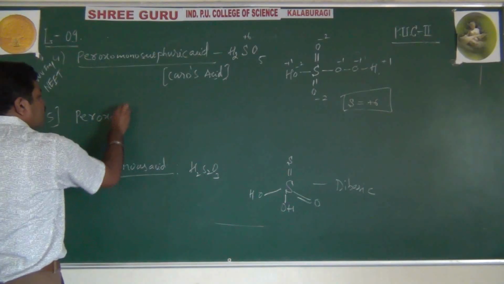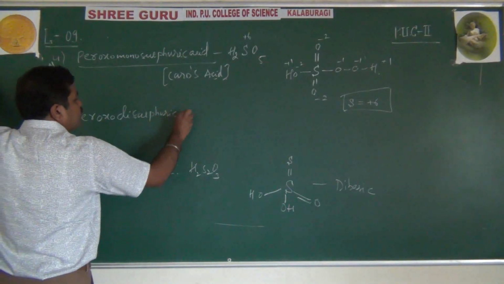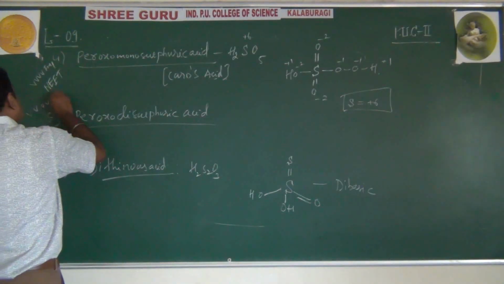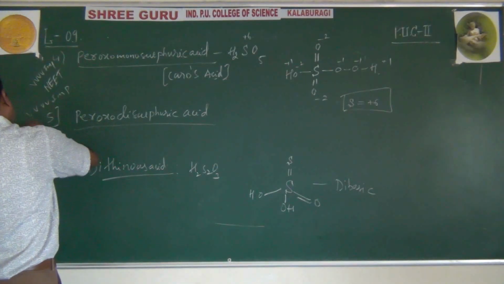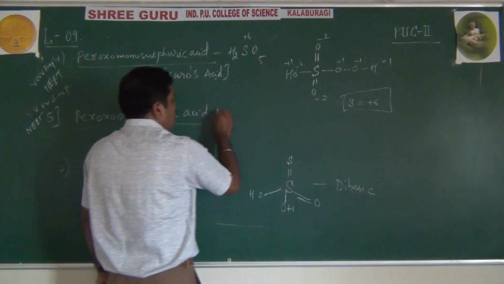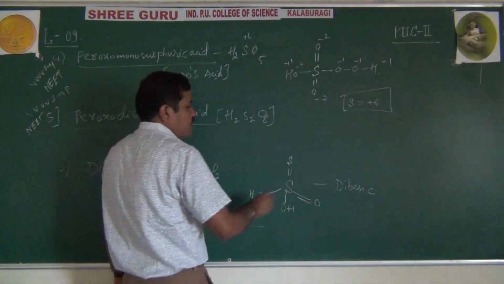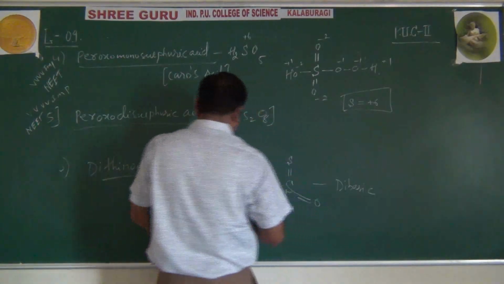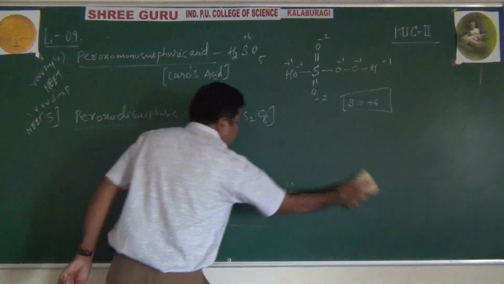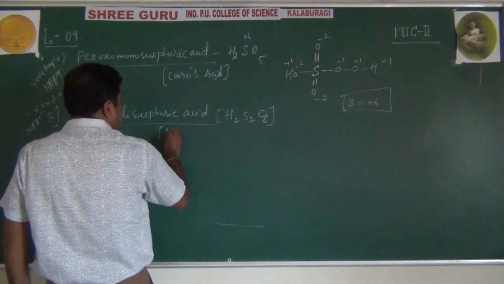Peroxo disulfuric acid. This is also very important for NEET purpose. The formula is H2S2O8. Here, the same structure you can write, but it is also called by another name. What is the name, guys? Marshall's acid.